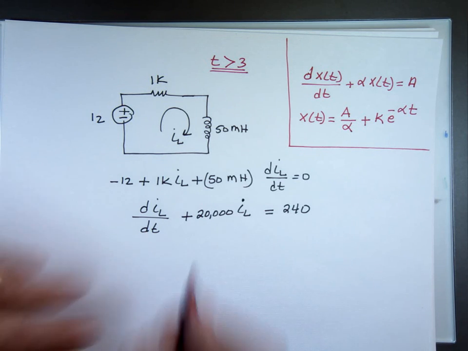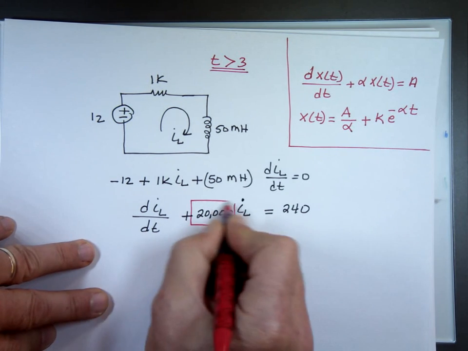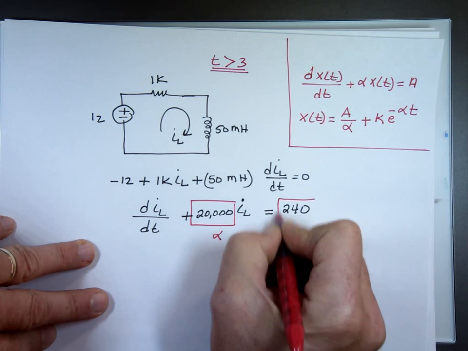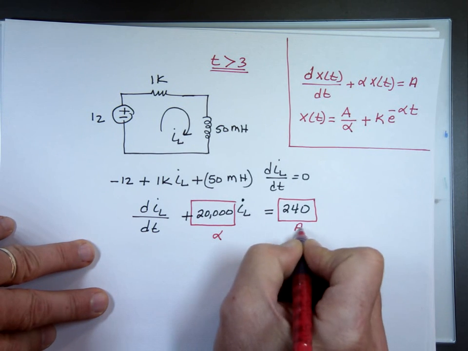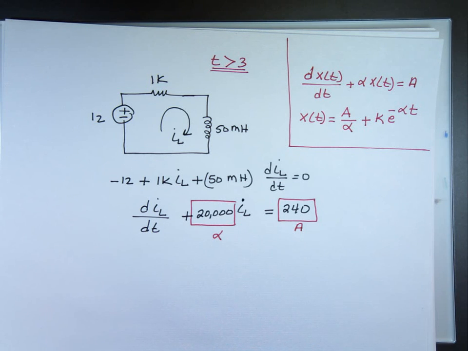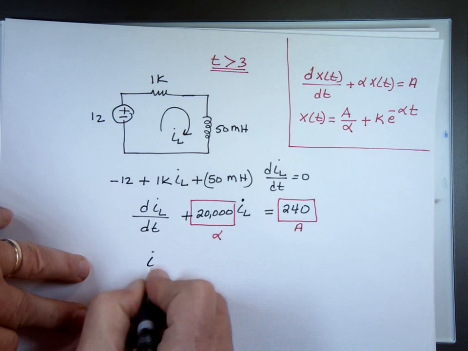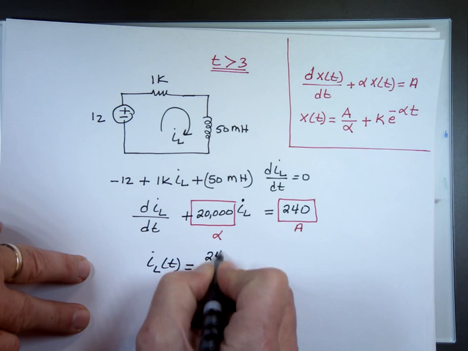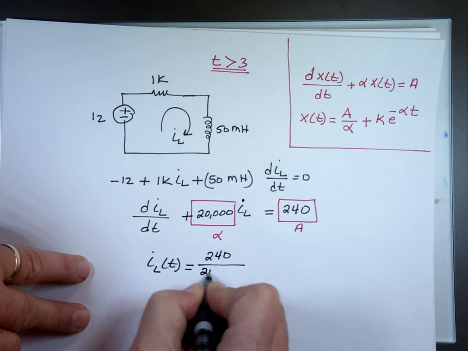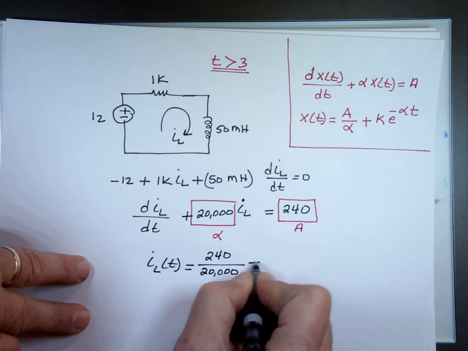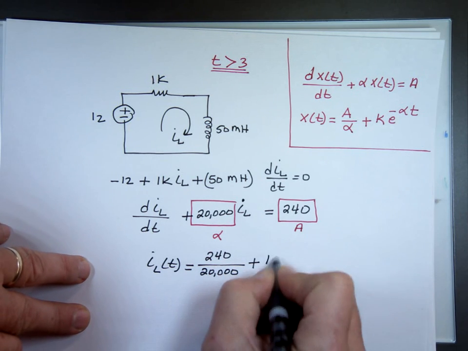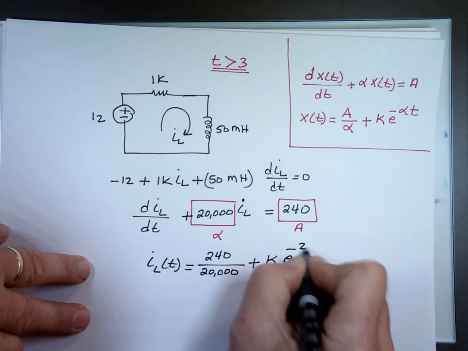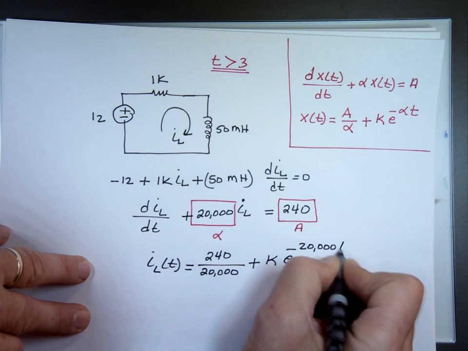So this is my alpha, and this is my A. Ready, guys? So I sub L as a function of time is going to be A over alpha, 240 divided by 20,000, plus K e to the minus 20,000 t for t greater than 0.